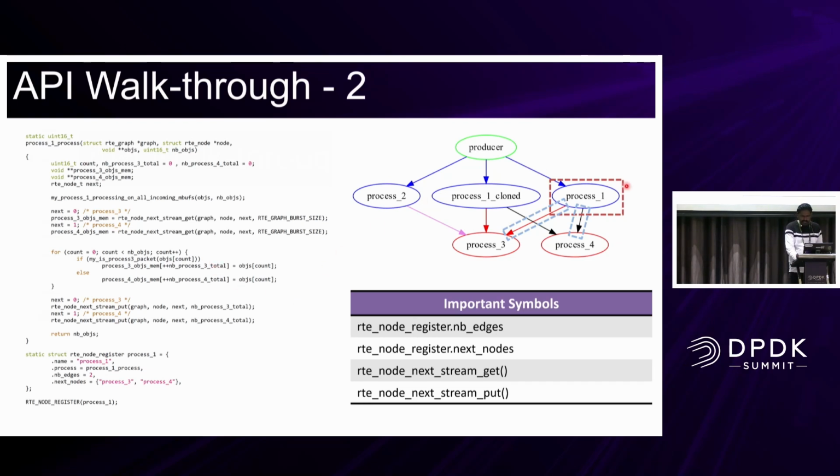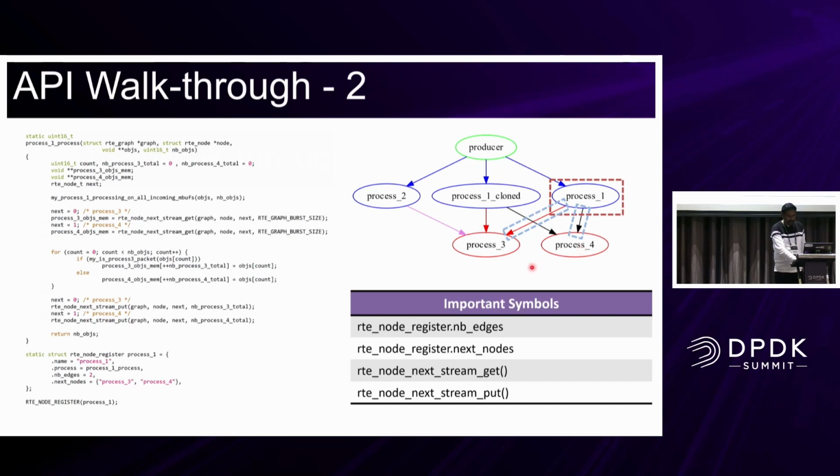Yeah, so we did the producer. Now zooming on to the process one, I will explain two concepts here. One is static node linking. In the earlier case, we simply registered it. Now we need to establish what the downstream nodes for process 1 would be. In this case, we know upfront that process 3 and process 4 are connected to it.